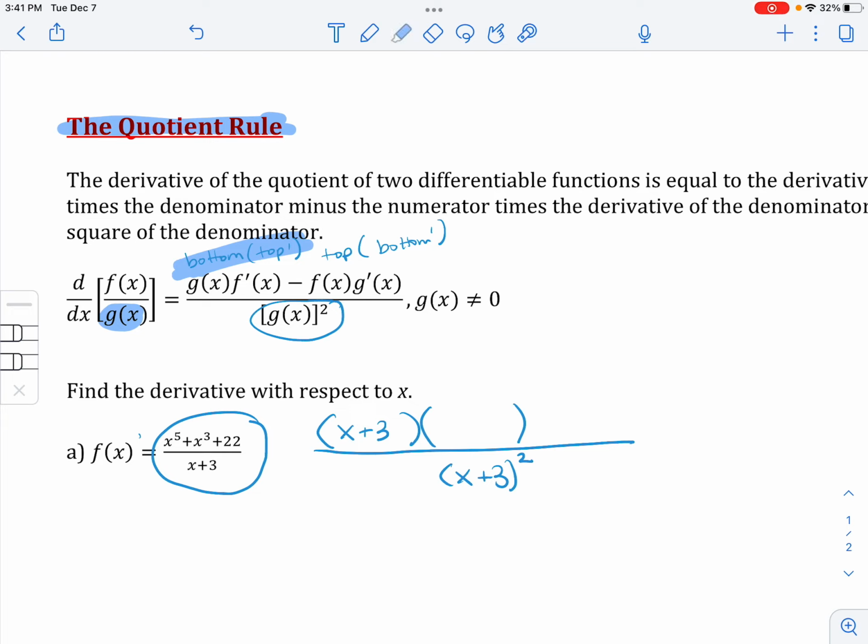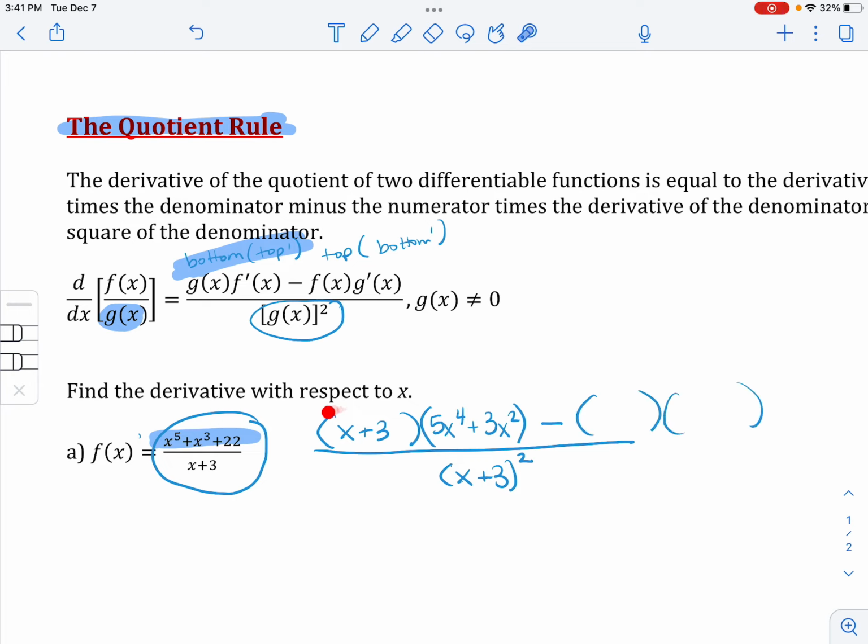The derivative of the top is 5x to the fourth plus 3x squared. And I got that by using our shortcut. Take this top number, multiply it by this number here, which is obviously a 1, 5x to the fourth because we decrease a degree. 3 comes out in front, multiplies by this 1, so 3x squared. Okay. Bottom, top derivative, then a minus sign, then we switch.